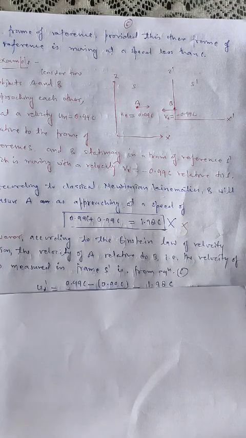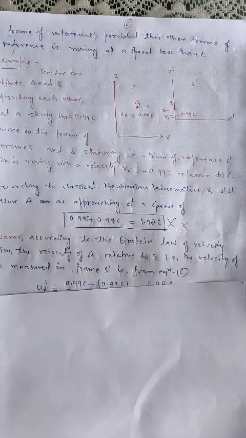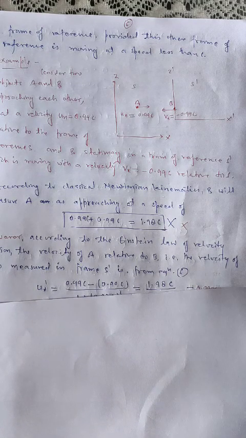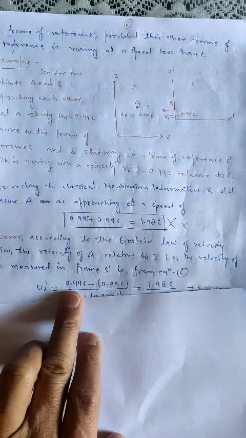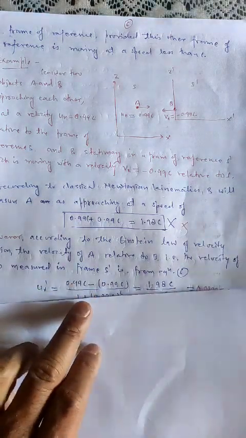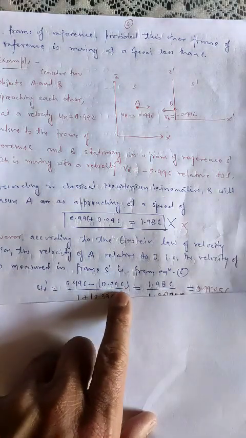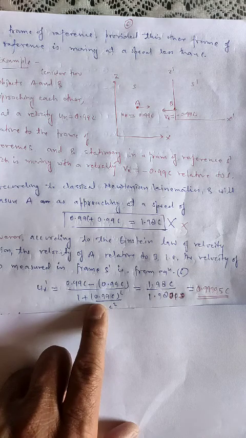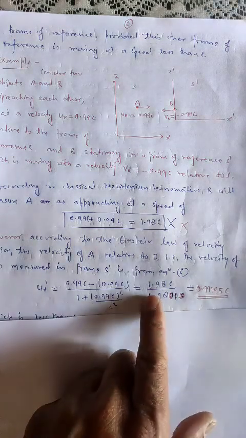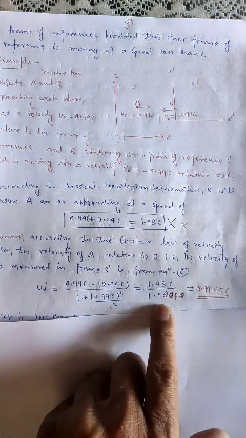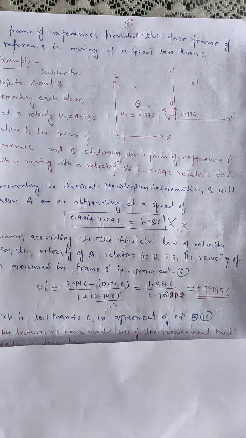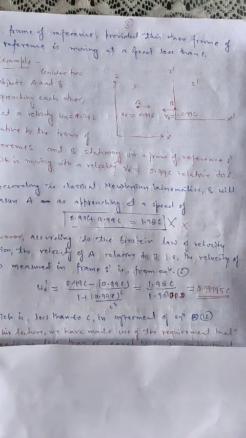However, according to Einstein's law of relativity and velocity addition, the velocity of A relative to B, that is the velocity of A as measured in frame of reference S prime, from equation number 6, I could represent ux prime as equal to ux, that is 0.99c, minus vx, that is minus of minus 0.99c, that is 1.98c, divided by 1 plus, because ux and vx are the same, 0.99c squared divided by c squared, and finally you have 1.98c divided by 1.9801. Then finally we can estimate the velocity ux prime as 0.99995c, which is less than c, in agreement with equation number 12.